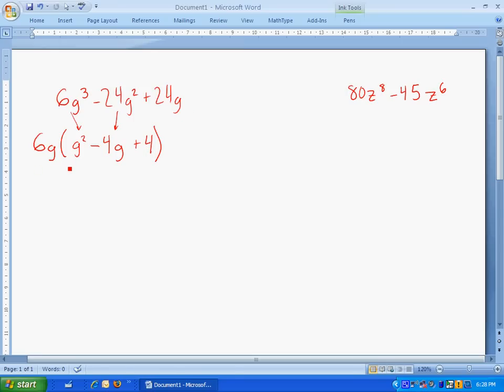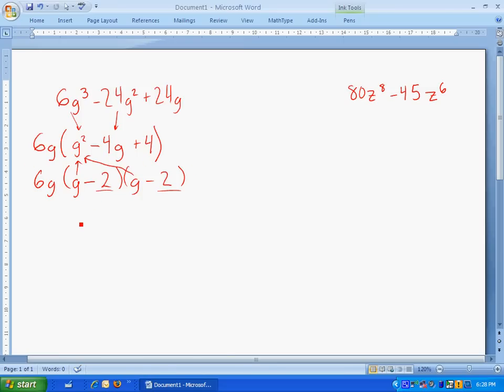Now at this point I've got to look at the trinomial that I have left, and I've got to say, okay, well, can I factor it further? And so I'm going to see, well, I can put g's in front, right? Those need to multiply to give me this. And then I also need to have two numbers that are going to multiply to give me the 4 and add to give me negative 4. And I know right off that negative 2 and negative 2 will multiply to give me 4 and add to give me negative 4. And then I do need to have this 6g in the front. This is the correct answer.